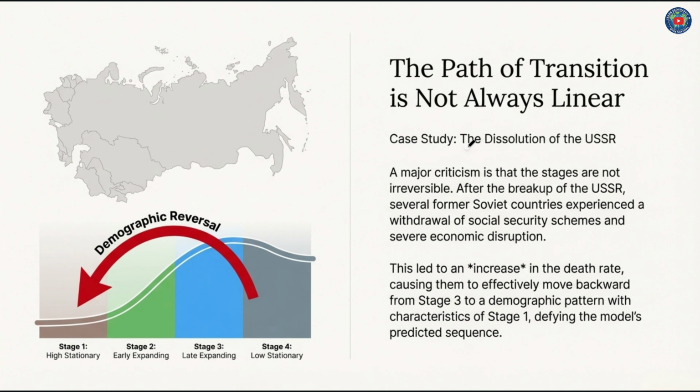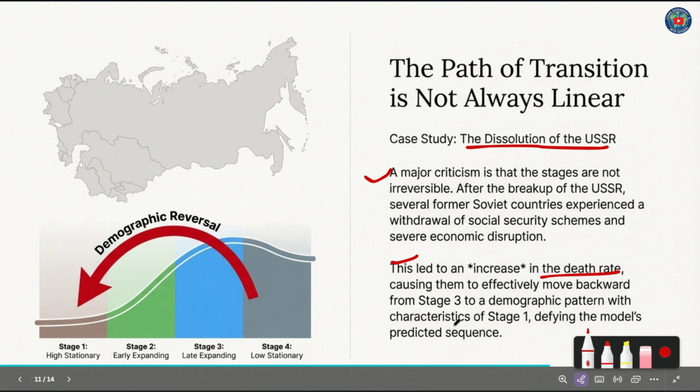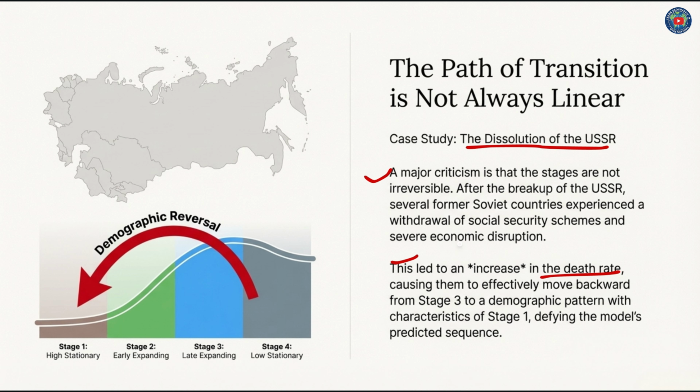There is a case study, the dissolution of the USSR. A major criticism is that the stages are not irreversible. After the breakup of the USSR, several former Soviet countries experienced a withdrawal of social security schemes and severe economic disruption. This led to an increase in the death rate, causing them to effectively move backward from stage 3 to a demographic pattern with characteristics of stage 1, defying the model's predicted sequence. This is the reversal of the demographic model, the demographic situation in the USSR after the breakup.